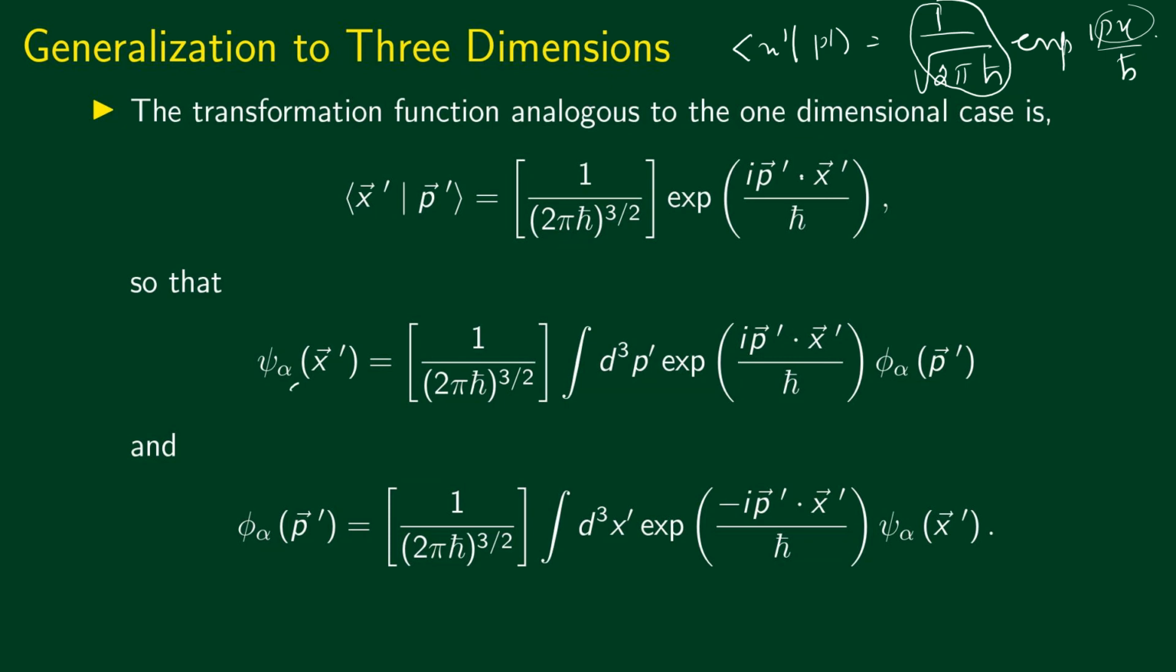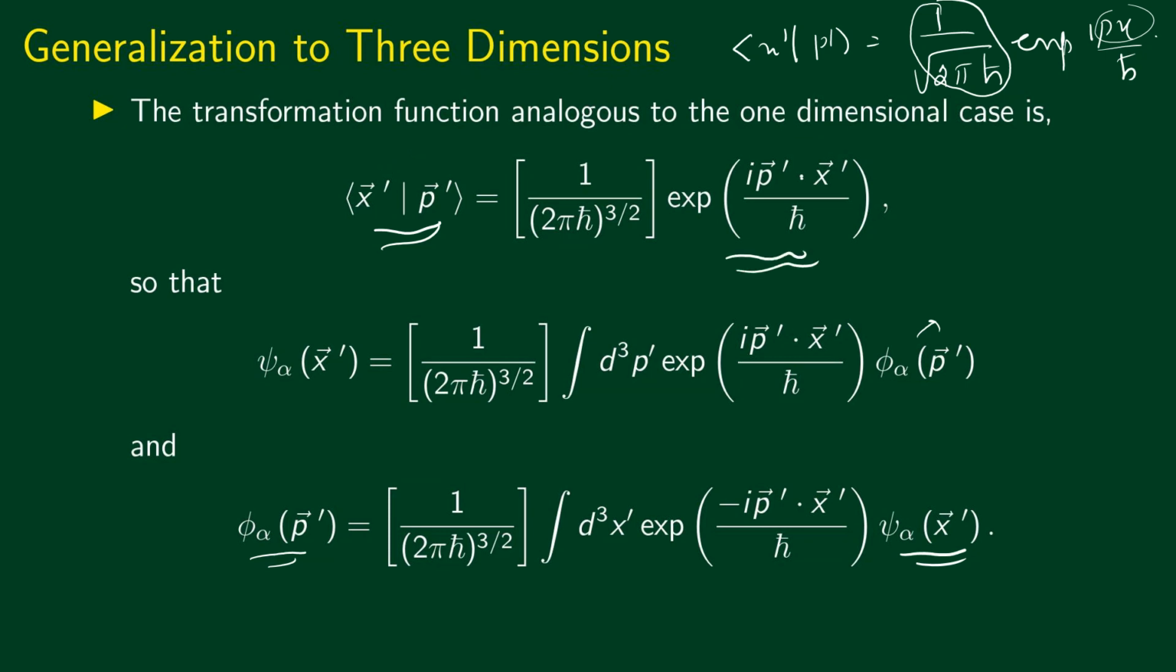So this you can write as i p vector prime dot x vector prime divided by h bar. So we can write psi alpha of x vector prime as this three-dimensional Fourier transform of phi alpha of p vector prime. This is the momentum space wave function, this is the position space wave function, and they are related by this Fourier transform. Similarly, phi alpha of p vector prime is related to psi alpha of x vector prime by the corresponding inverse Fourier transform. So this becomes 1 by 2 pi h bar raised to 3 by 2 integral d cube x prime exponential minus i p vector prime dot x vector prime divided by h bar. Now we said that this is also the representation of the momentum eigenket in the position basis, and these are the plane waves in 3 dimensions.